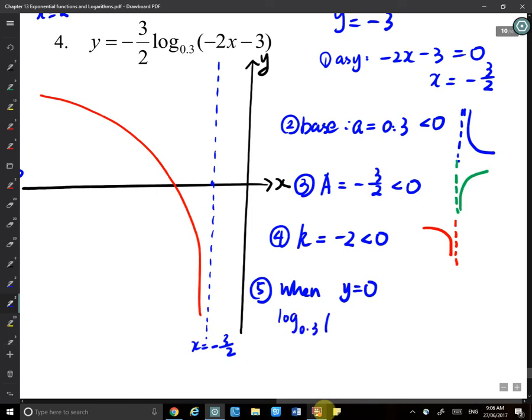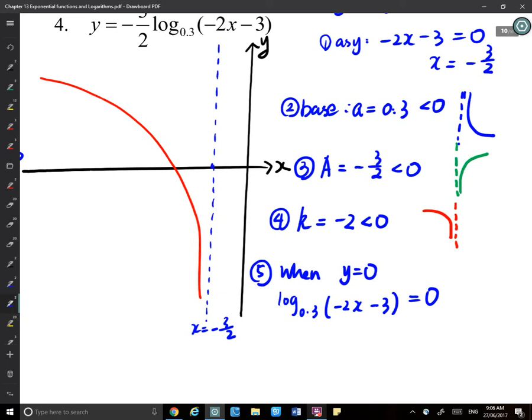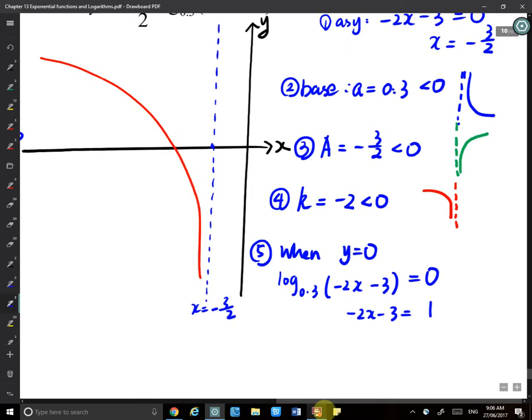Number 5. When y equals 0, log 0.3 of minus 2x minus 3 equals 0. So minus 2x minus 3 equals 0.3 to the power 0, which is 1. Plus 3, which is 4. Divide by minus 2, you have minus 2. So minus 2, 0 will be the x-intercept. This point is here.